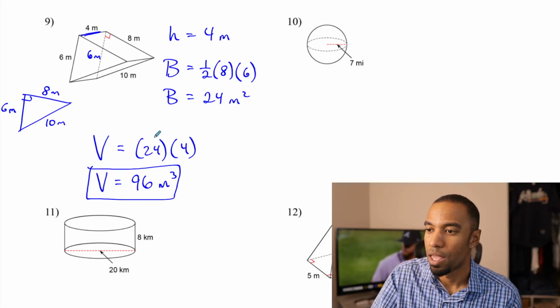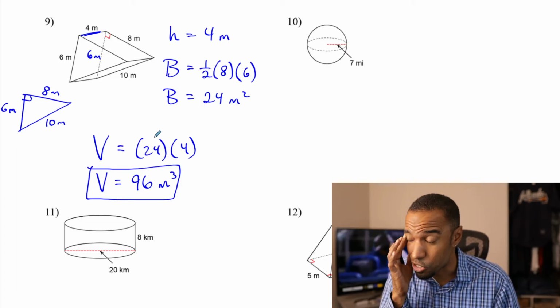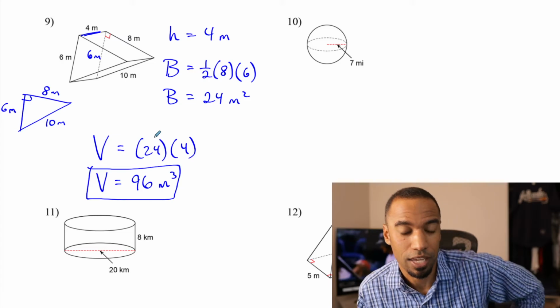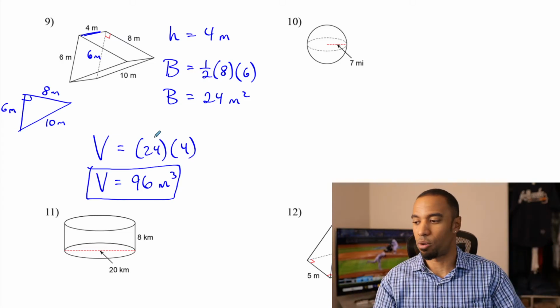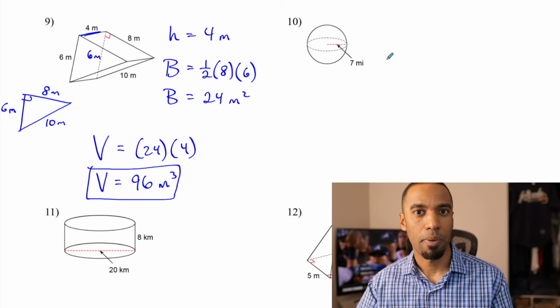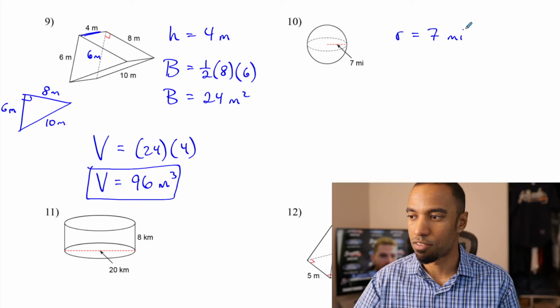All right, number 10. Number 10, we have a sphere. It's a 7-mile radius of this sphere. It's like an explosion, that 7-mile radius explosion. Let's find the volume of the sphere. Volume is 4/3 pi r cubed. R is the radius. We see the radius right here of 7 miles.